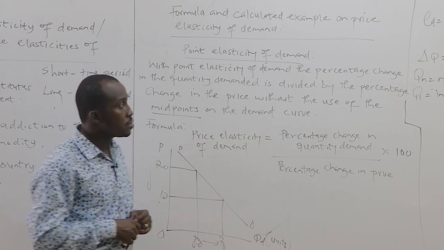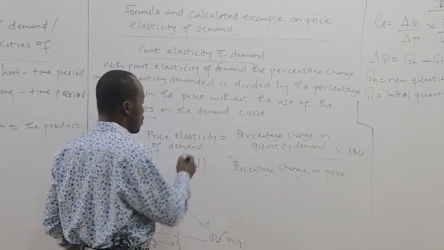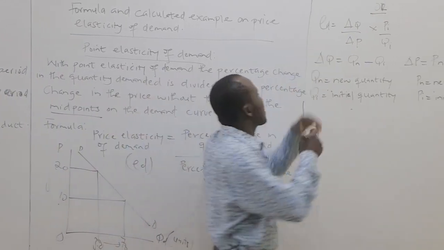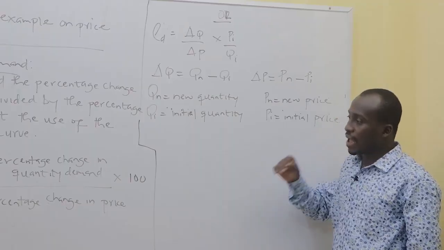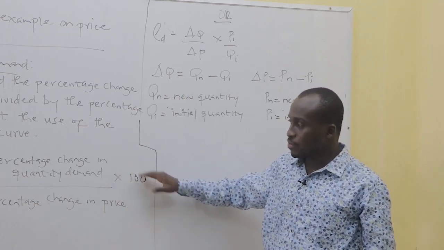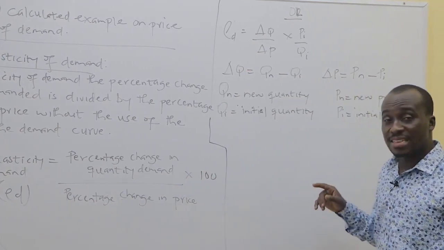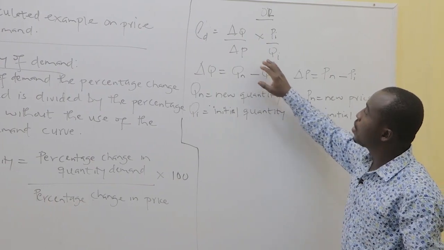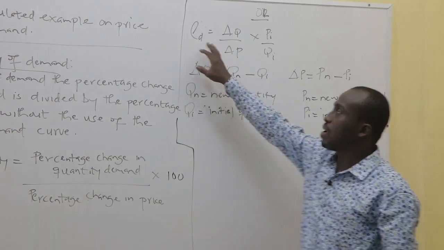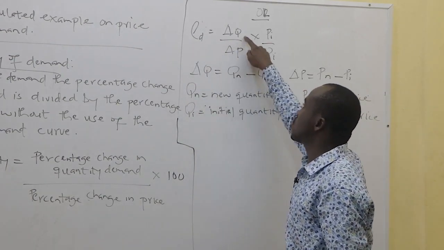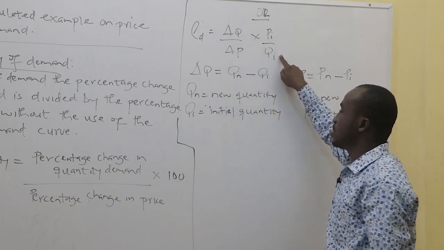Or you can say that this is the symbol for price elasticity of demand. So this is the first approach for the point elasticity: the percentage change in quantity demanded divided by the percentage change in price times 100. Later, you're going to take a data response question. Or you're going to say that the price elasticity of demand, which is E subscript D, is equal to the change in quantity over the change in price times the initial price over the initial quantity.